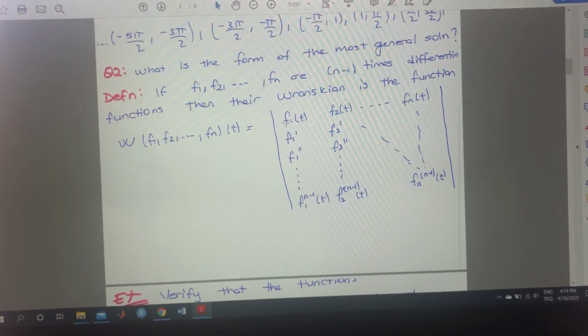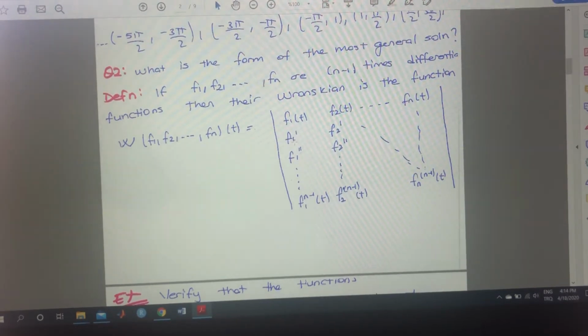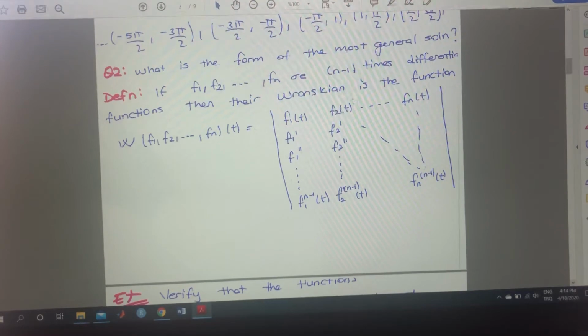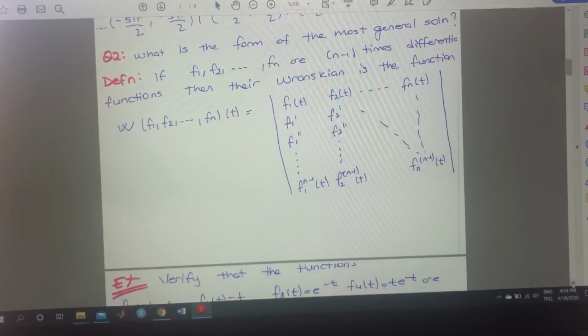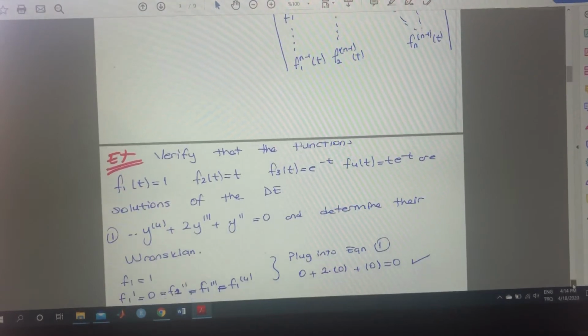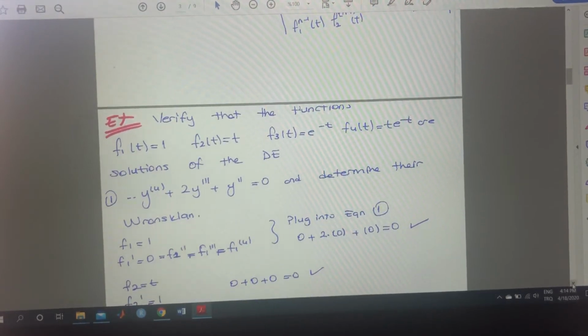You know the Wronskian: you are writing the solutions, taking the first derivative, second derivative, until the n minus 1 derivative. You need to take the determinant of that and make sure that this is not 0. And if this is not 0, the linear combination of f1 to fn will be the general solution of your differential equation. So let's do one example about the Wronskian.